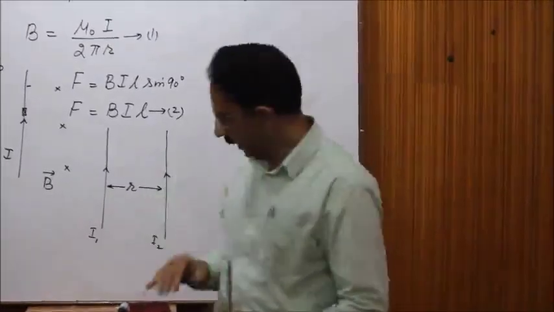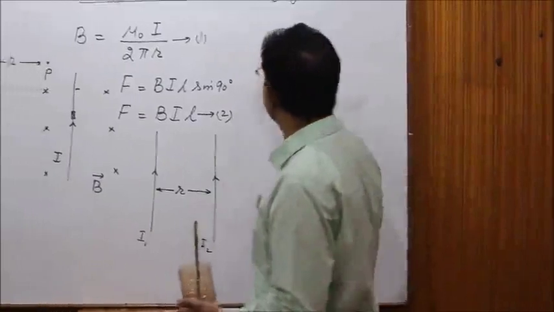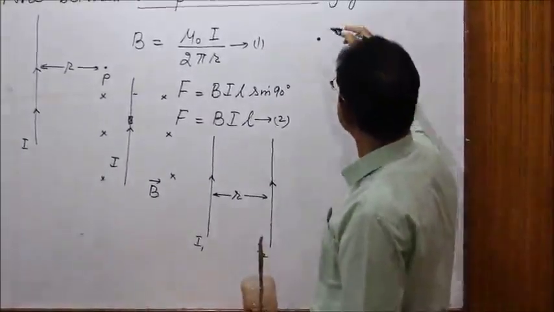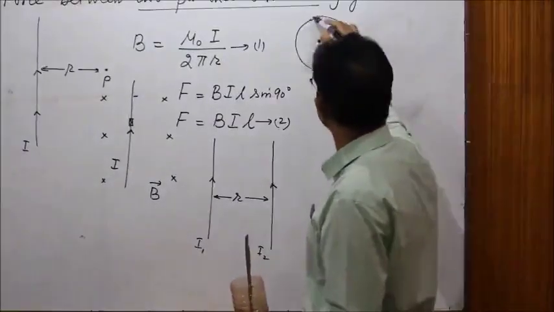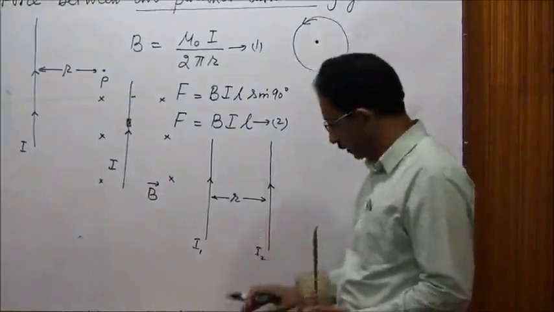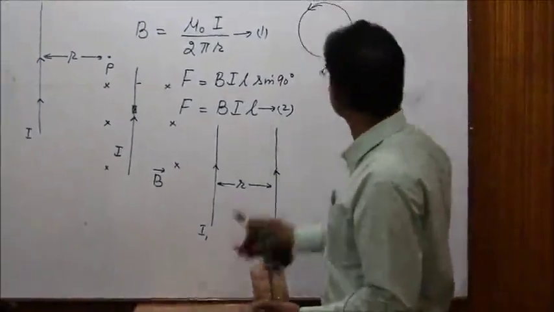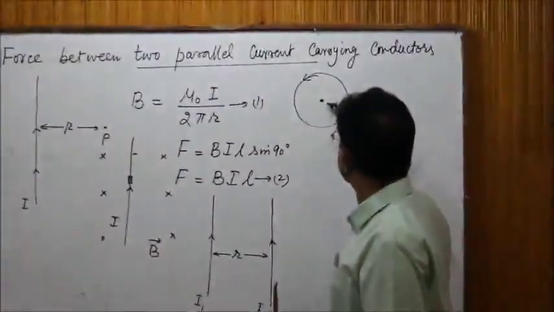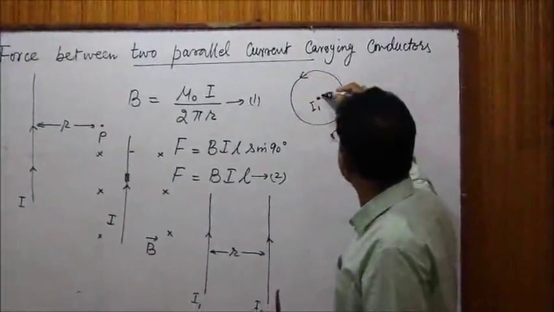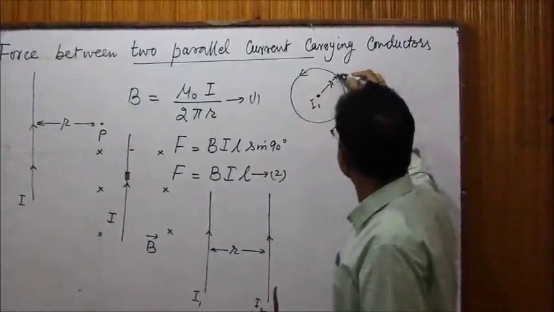Now this view I can trace on the whiteboard like this: if this dot represents a current coming towards me, then here is the magnetic line of force, which will be a circle surrounding this point. The point is at the center, which is the axis of the circle, and this current, say, is I1. This is the magnetic field. Assume that the distance between them is r.